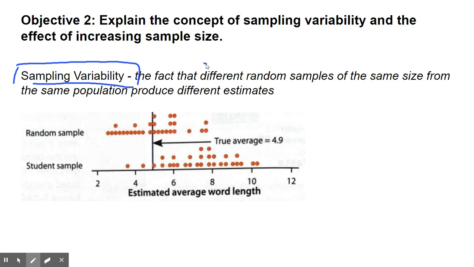You need to memorize this. Different random samples of the same size from the same population produce different estimates. That is going to be a memorized answer that you're going to give for certain problems. So be aware of that. And again, it makes sense.